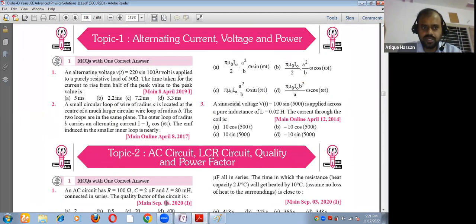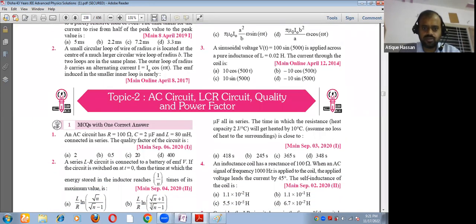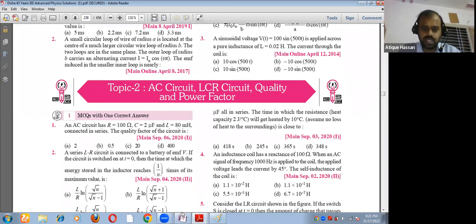So we have done NEET questions and JEE questions for RMS values and for purely inductive and capacitive circuits. Now moving to LR or LCR kind of circuits.